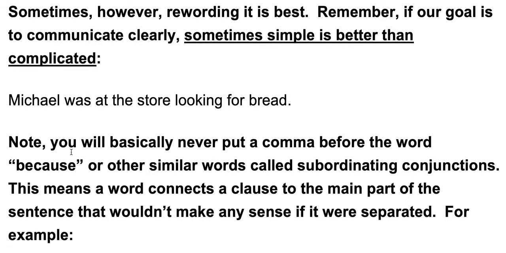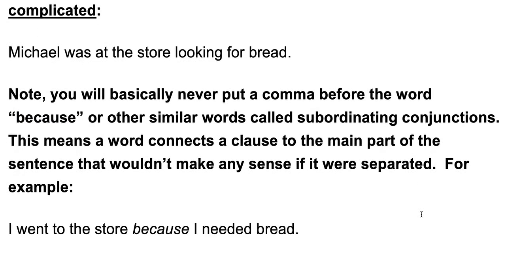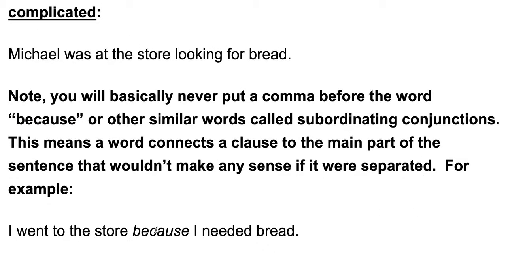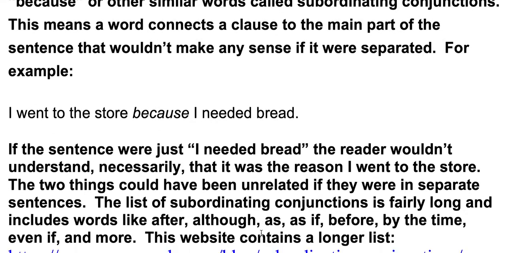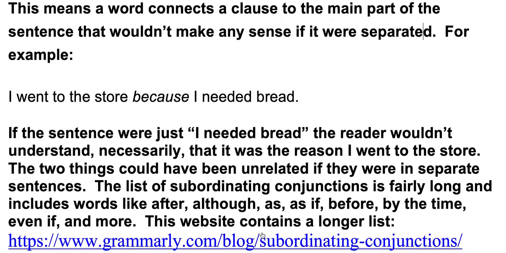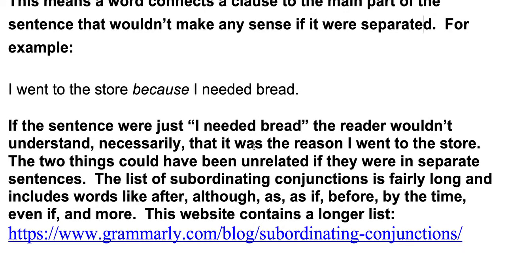Make a note that you basically never put a comma before the word because or other similar words. These are called subordinating conjunctions. This means the word connects a clause to the main part of the sentence that wouldn't make any sense if it were separated. For example, I went to the store because I needed bread. If the sentence were just, I needed bread, the reader wouldn't understand necessarily that what the reason was that I went to the store. The two things could have been unrelated if they were in separate sentences.